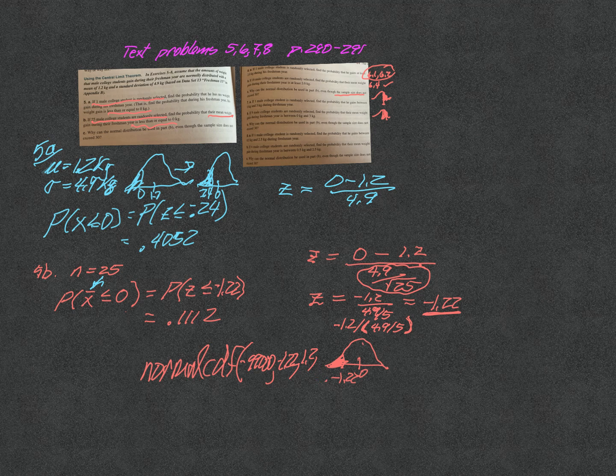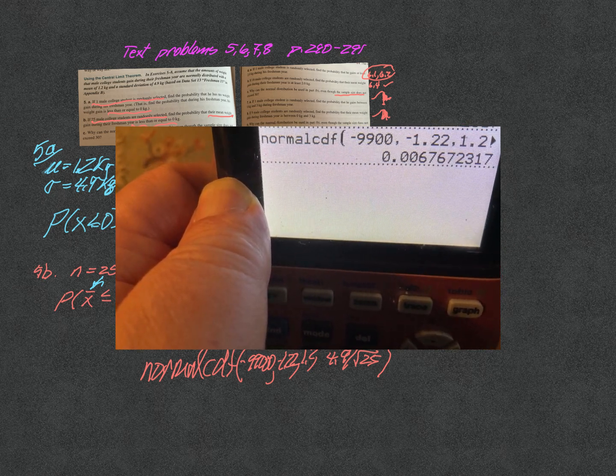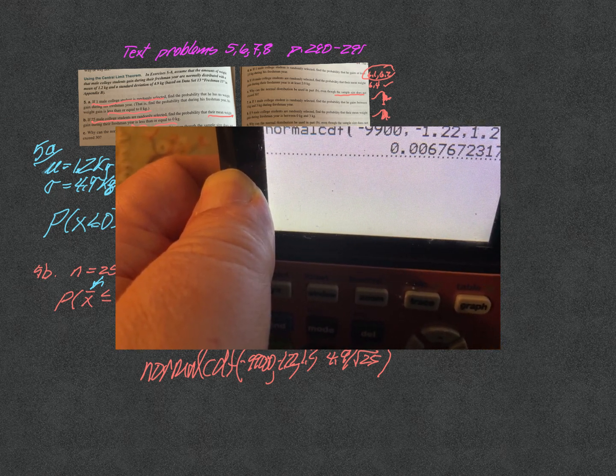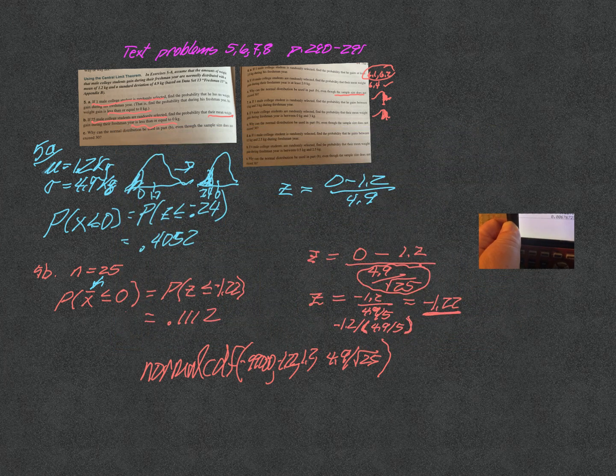And so let me get this out of the way here. Sorry, I'll get that out of the way so I can write it clearly. Wrote it too close. And so I can just put 4.9 divided by square root of 25 in for my standard error. This will calculate it, and I'll do that right now. And so there's the answer with the calculator. Now, it's slightly different than what we had before. So let's look at that really quickly.